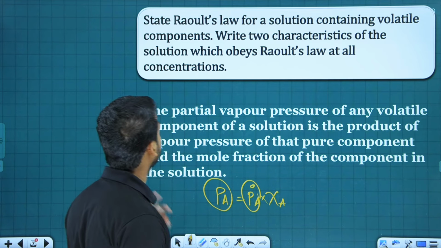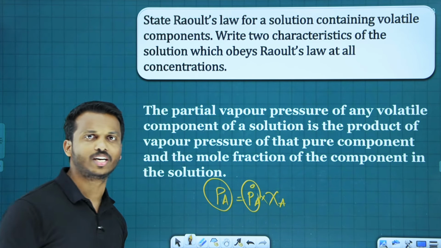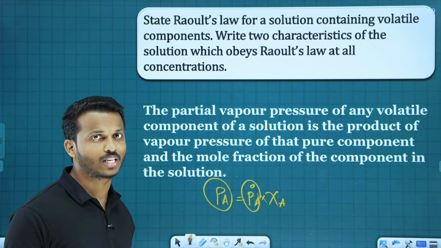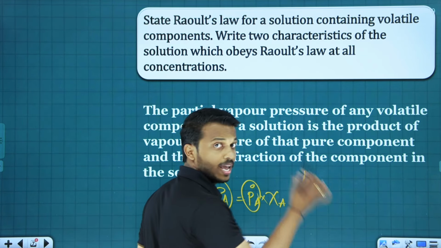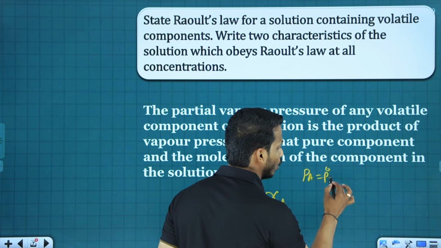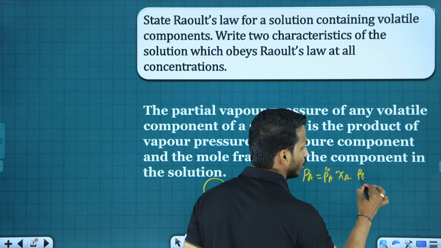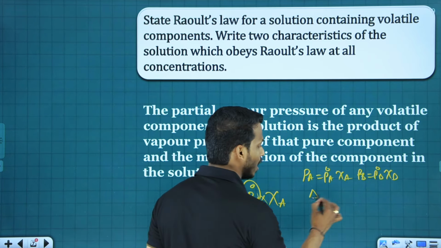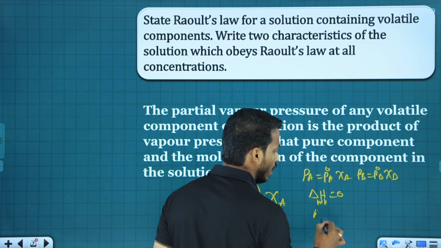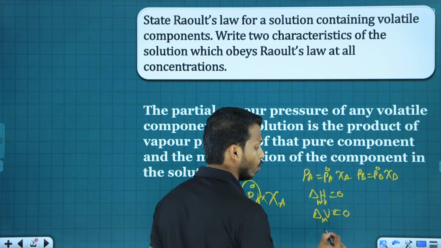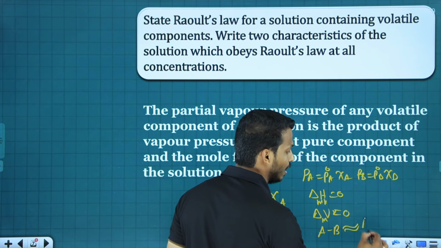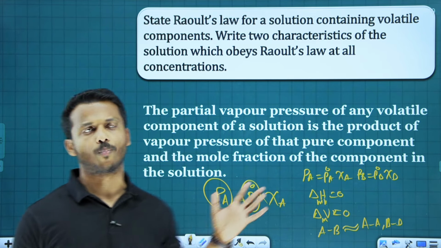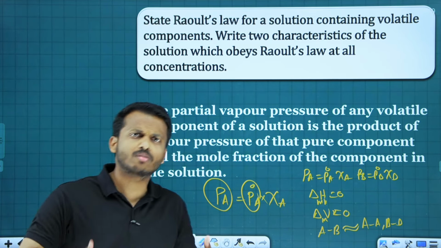Write 2 characteristics of the solution which obeys Raoult's law at all concentrations. What they call an ideal solution. See, ideal solution, 5 points we discussed. Can you say them one by one? First one, it obeys Raoult's law. So Pa equals P naught A into chi A, Pb equals P naught B into chi B, and P total is Pa plus Pb. And delta H mixing is equal to 0, delta V mixing is equal to 0, and AB interaction is approximately equal to AA and BB interaction, and they do not form an azeotrope. Like that we can give it, and we can also give some examples.